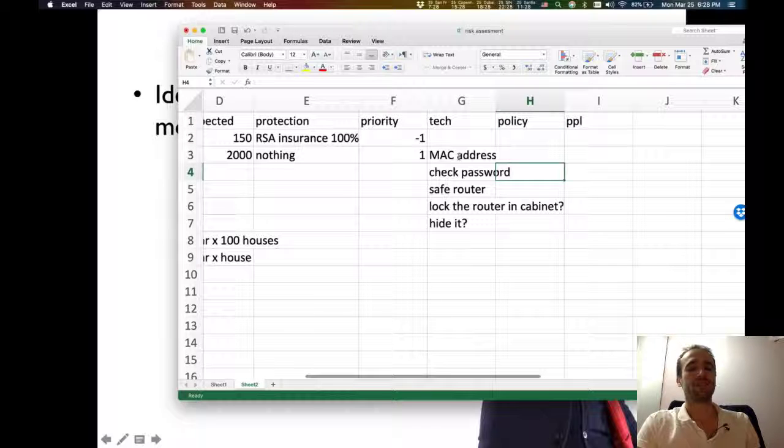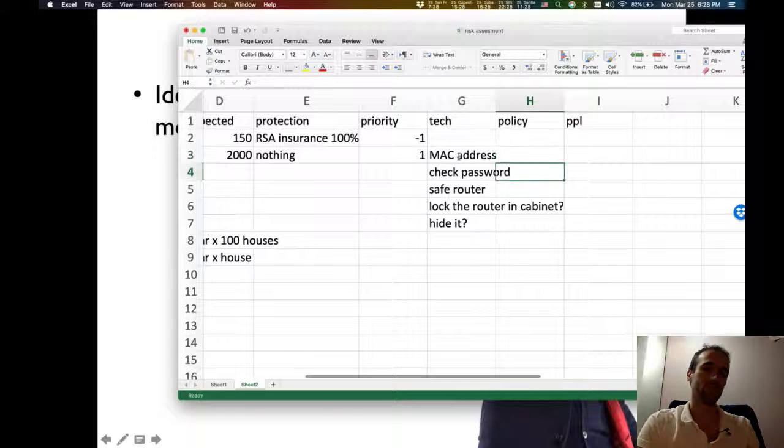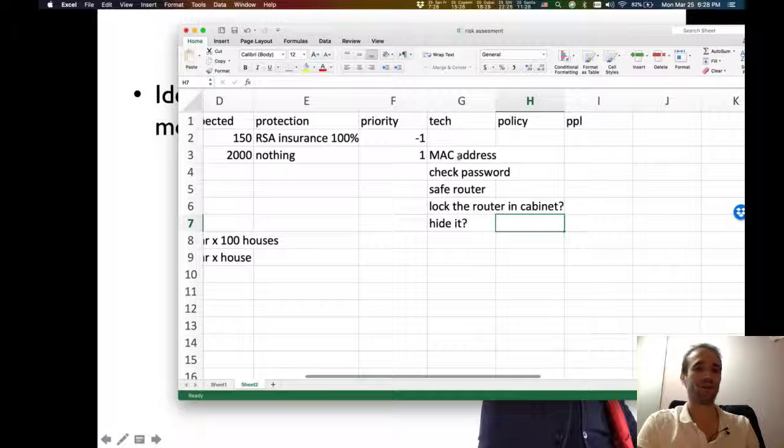You also need policy. So what if somebody calls you at home and pretends to be somebody from the telephone company and asks or convinces somebody in your house to tell them the Wi-Fi router password using social engineering? So that would be a problem. In that case, even if you have the safest router or you have a difficult password, they will be able to take over your Wi-Fi. So what could you do?